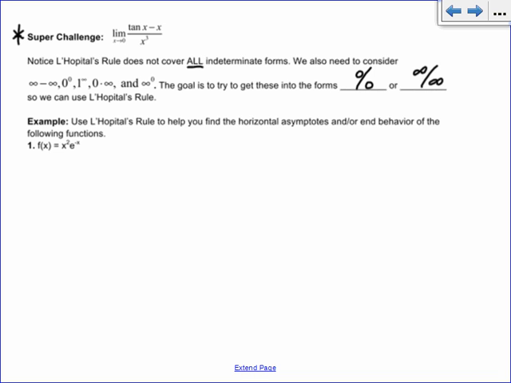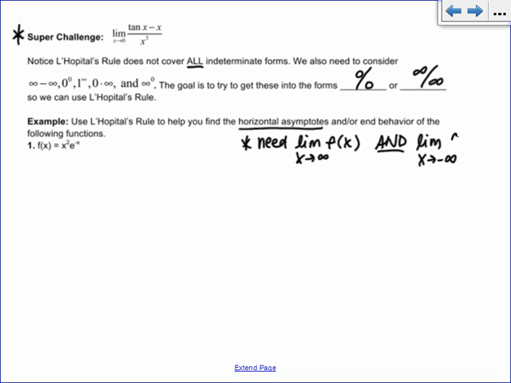So it says you use L'Hopital's rule to help you find the horizontal asymptotes and or end behavior of the following functions. Your homework has something about horizontal asymptotes. When you find horizontal asymptotes, you need both the limit as x goes to infinity of your function, but you also need the limit as x goes to negative infinity. We've talked about that before. Remember, you can have two different horizontal asymptotes.